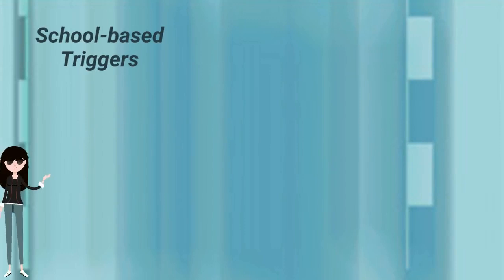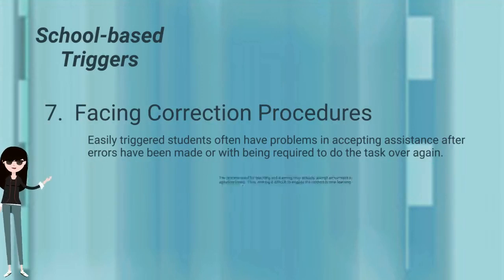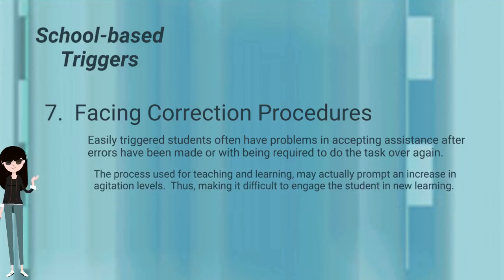Facing correction procedures. Easily triggered students often have problems in accepting assistance after errors have been made or with being required to do the task over again. The process used for teaching and learning may actually prompt an increase in agitation levels, thus making it difficult to engage the student in new learning.